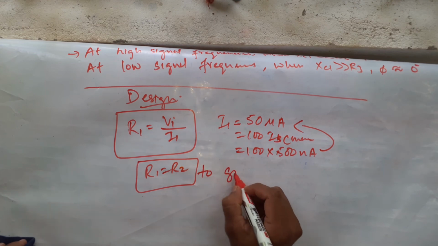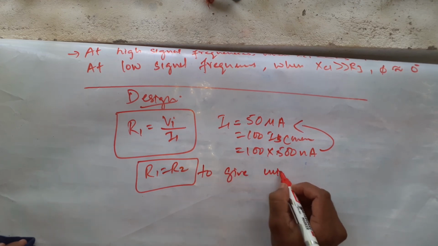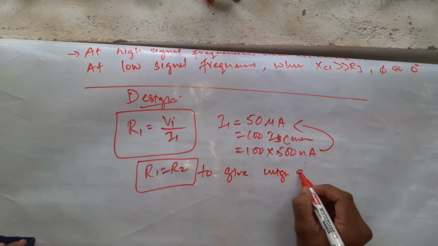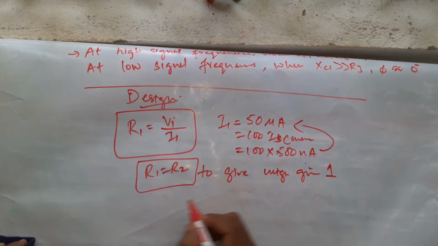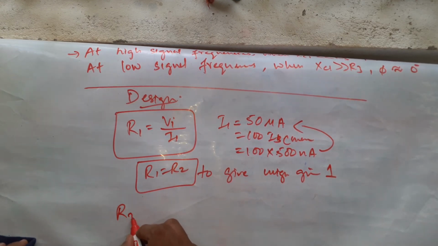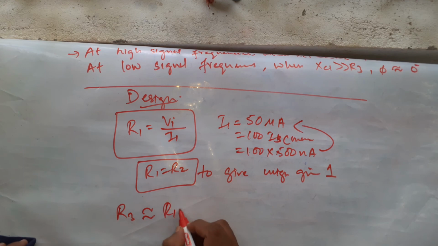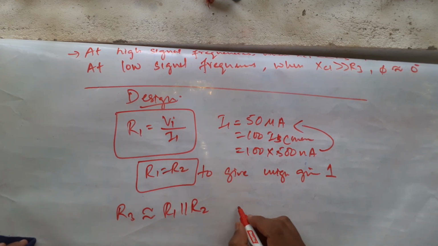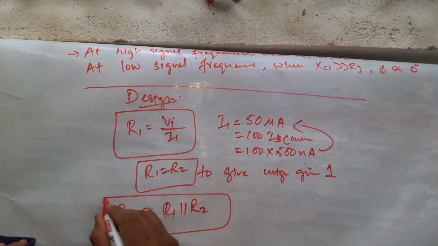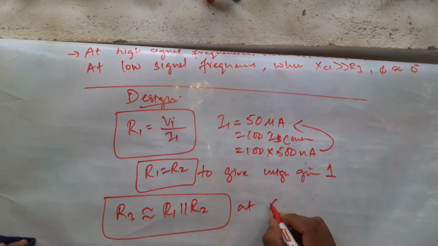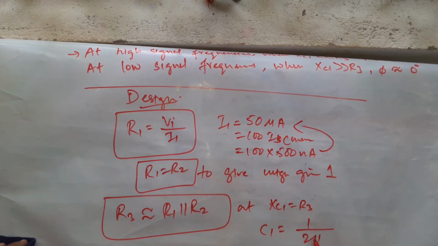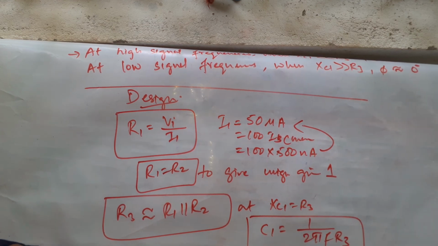With this condition only we get that. This is to give unity gain, that is 1. Then R3 should be equal to R1 parallel with R2. That is at XC1 equal to R3, then R3 becomes equal to 2 pi f R3. So this ends your all pass filter.